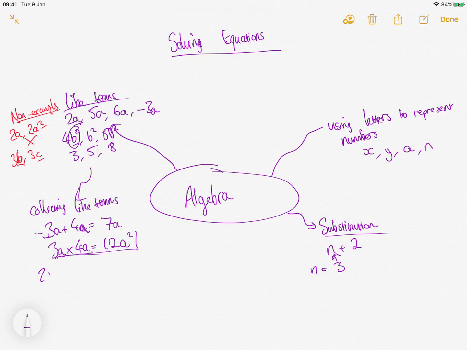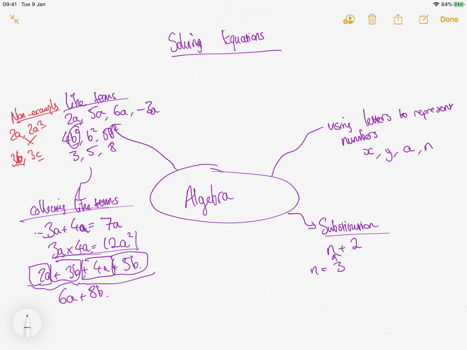I'll just do one more example: 2a plus 3b plus 4a plus 5b. Remember when we drew squares around our like terms and the sign in front of it, so that would be 6a. Then there's a positive 3b plus 5b, so that would be 8b. So that's how we would simplify that. That's another thing you could have had, collecting like terms.